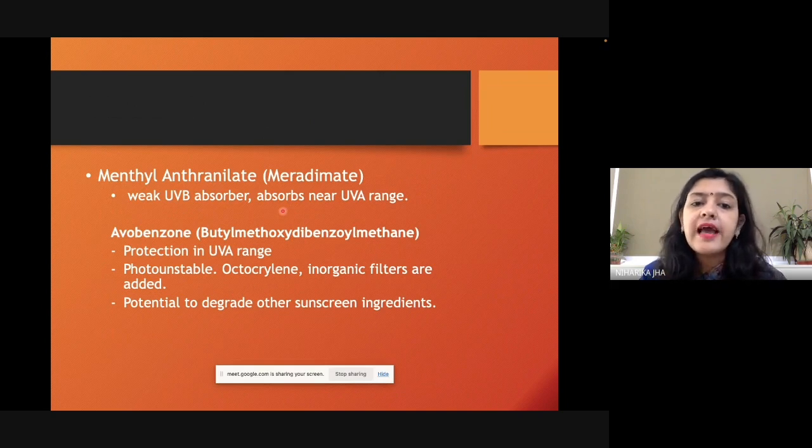If we talk about avobenzone, basically it provides protection in the UVA range, but it is photo unstable. We've talked about this thing in the previous slides as well. Basically, photo unstable means it disintegrates on exposure to the UV radiation. That is why it cannot be used alone. So what is it mixed with? It is mixed with inorganic filters or octocrylene to provide it stability.